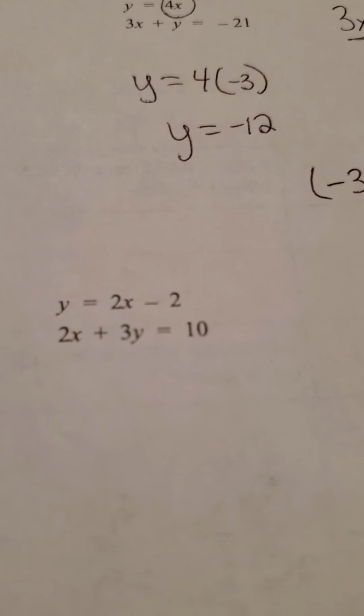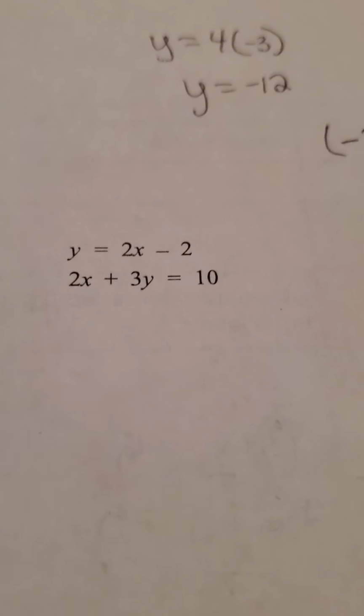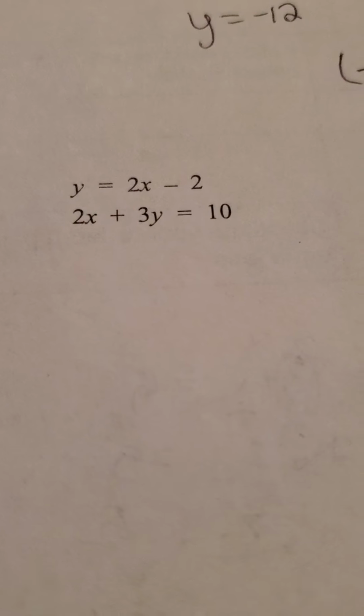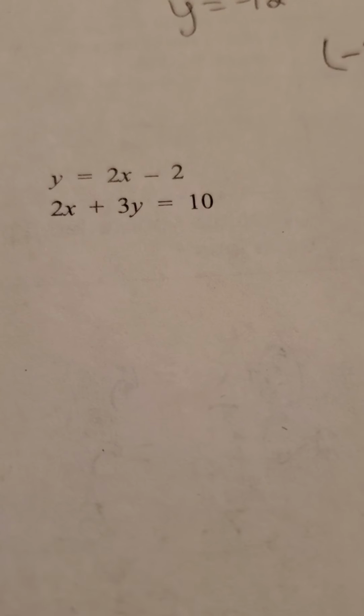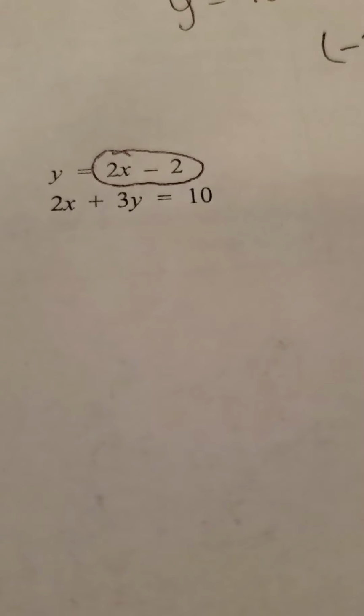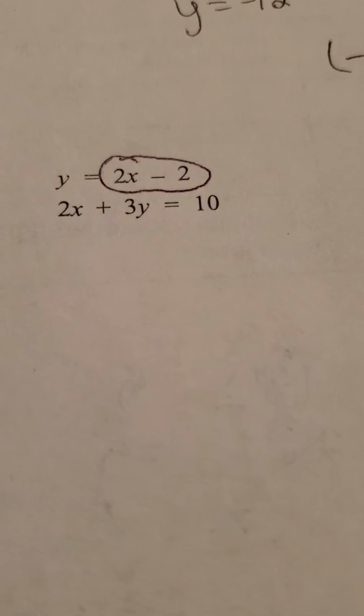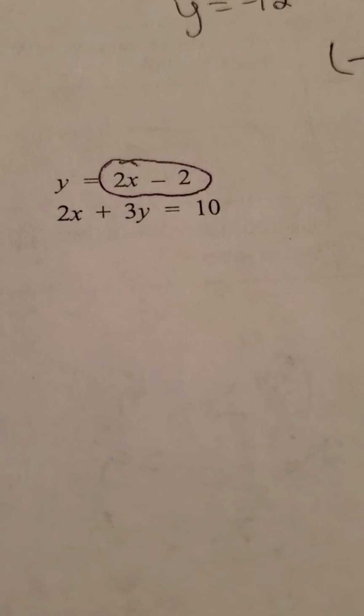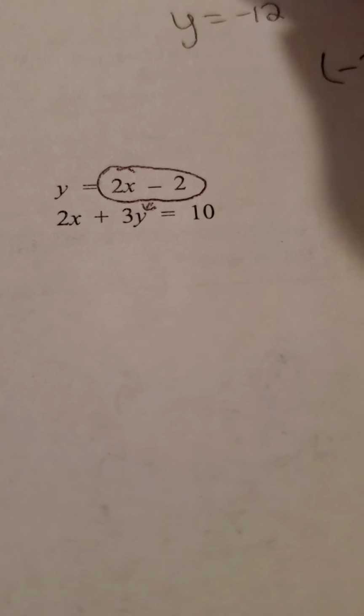Alright, last example here. So we got y equals 2x minus 2 and 2x plus 3y equals 10. So again, I already got one of my variables solved for. I got my y solved for. That's the same thing. Y is the same thing as 2x minus 2. So I'm going to substitute 2x minus 2 where I see y in the bottom equation.